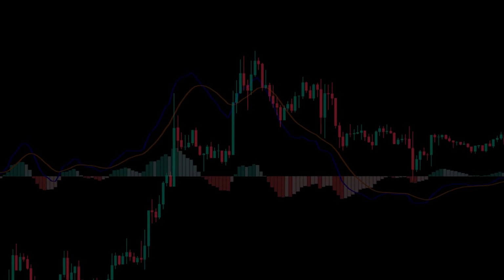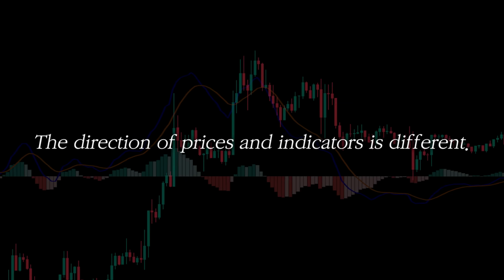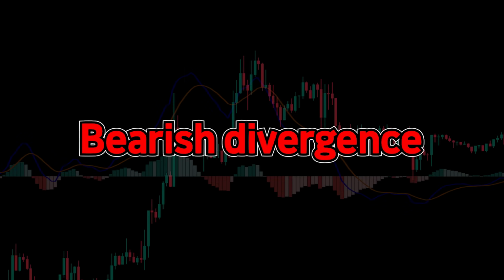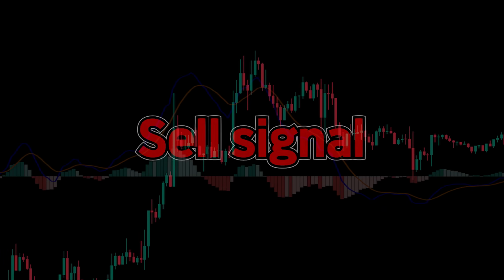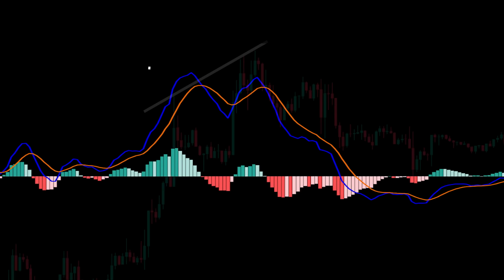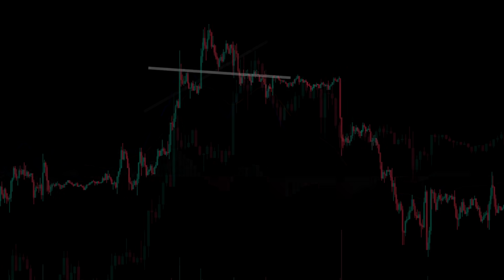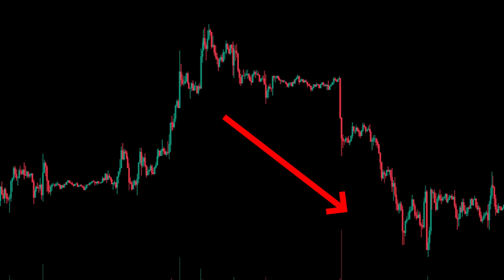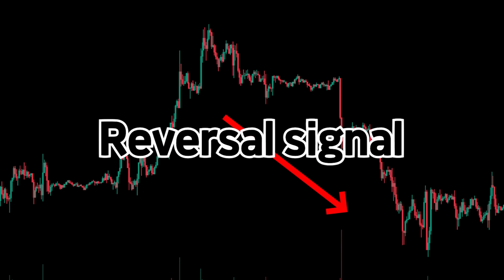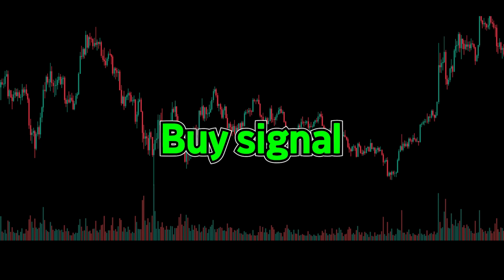Strategy 2. MACD Divergence. Divergence is when price and the indicator move in opposite directions. Bearish divergence is a sell signal. Price makes a higher high, but MACD makes a lower high. On the surface, it looks bullish, but momentum is already fading underneath. That's a reversal signal.